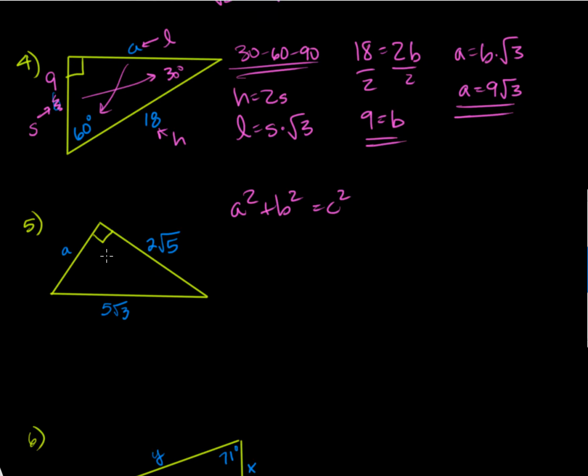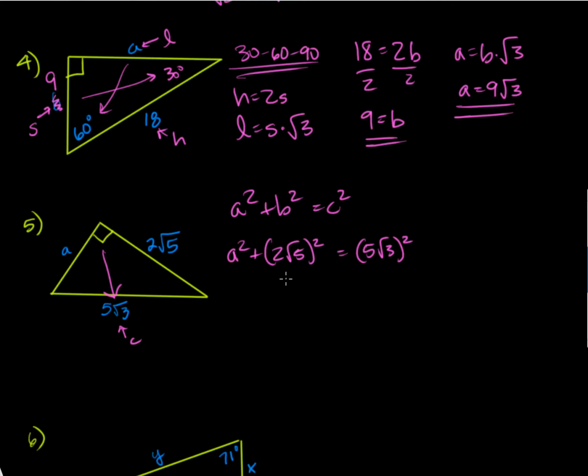What I need to remember is that the c right here always has to be the side across from the right angle. So I would set this up as a squared plus 2 square root 5 squared equals 5 square root 3 squared. And you're probably going to use your calculator to square these two amounts.